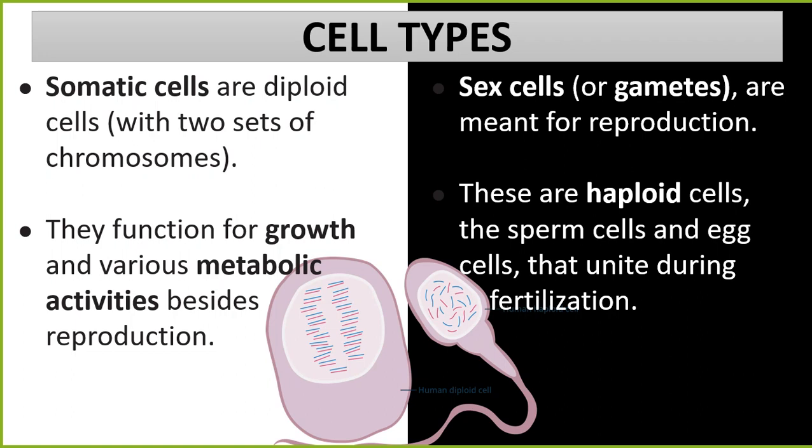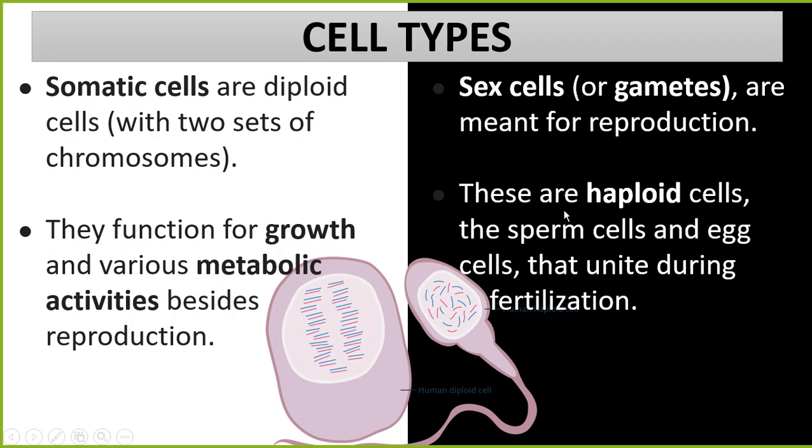Diba, your skin is a somatic cell, your liver is a somatic cell. So, two sets or diploid, which means one set comes from your mother, the other set comes from your father. They function for growth and various metabolic activities besides reproduction, kasi yung reproduction is for sex cells. Dalawa lang yan. Kung babae, it's an egg cell. Kung lalaki, it's a sperm cell. And these sex cells are for reproduction. Sex cells can also be called gametes.